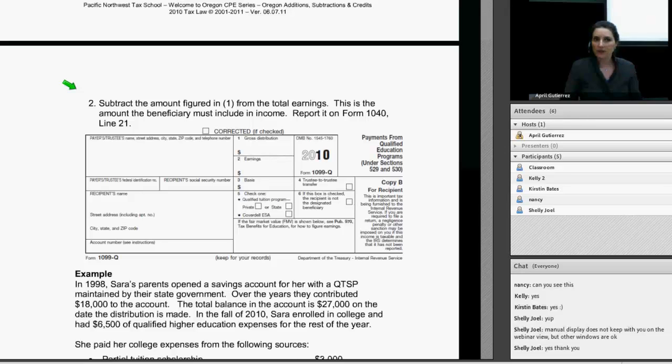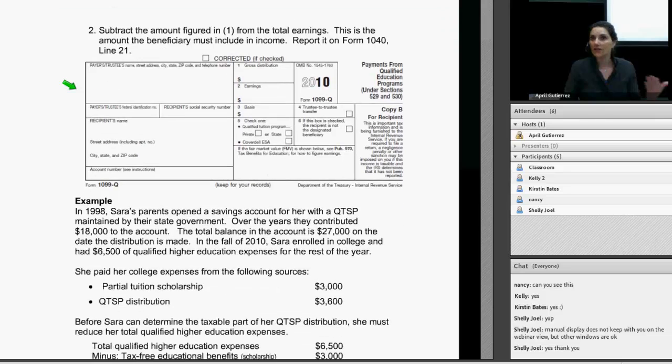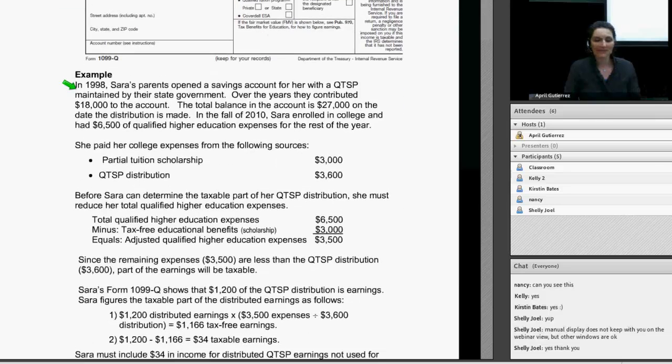Well, of course, earnings are going to be different than the distribution. A percentage of the distribution will be earnings, and it's only the earnings that are taxable, and only then to the extent that they're not spent on qualifying expenses.